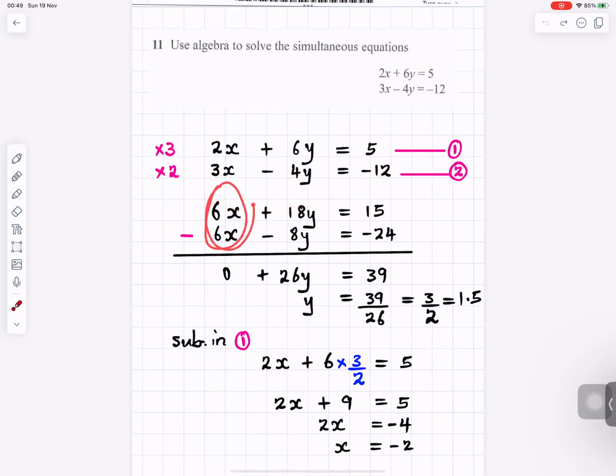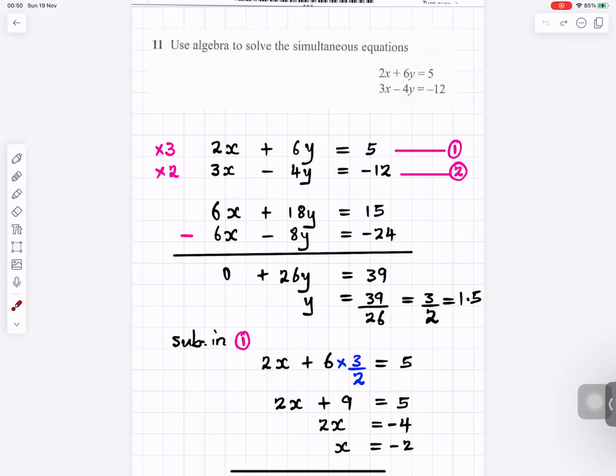Now that x is the same, when you subtract them, x will disappear. When x disappears, you only have y, and you can solve for y. So 18y, be careful here, 18y minus 8y. The minus and minus become plus. That's why we have 26y equals 15 minus 24, which is 39. Your calculator will do that for you. It's a calculator paper. So you divide by 26. y is equal to 39 over 26, which simplifies to 3 over 2.